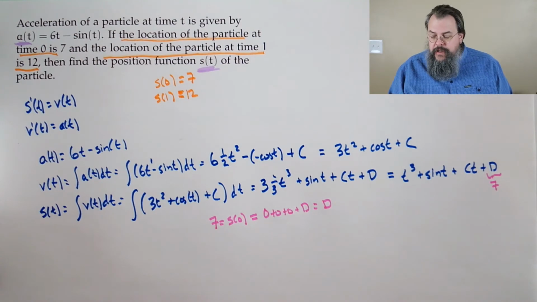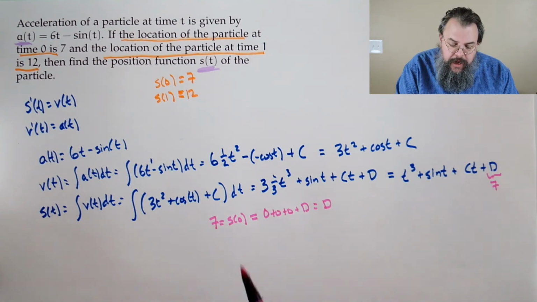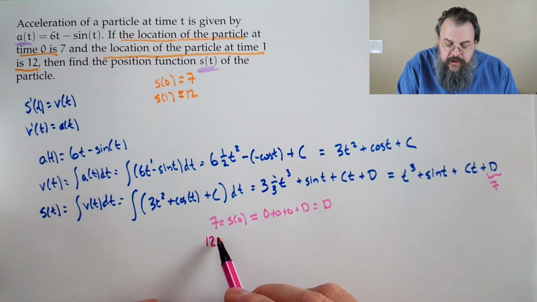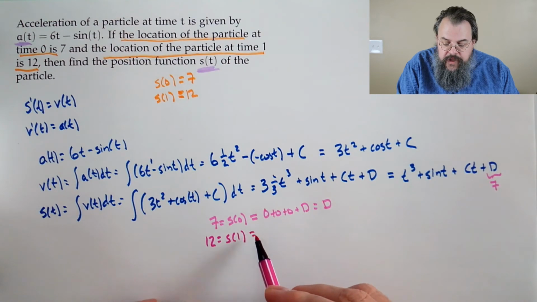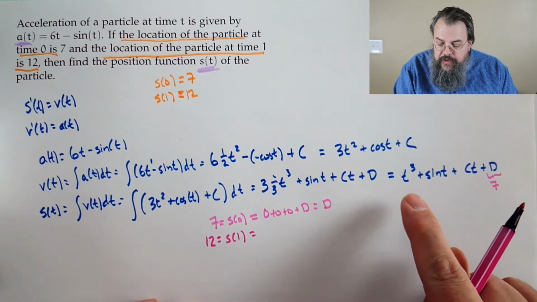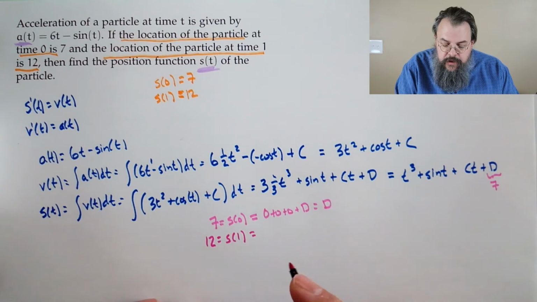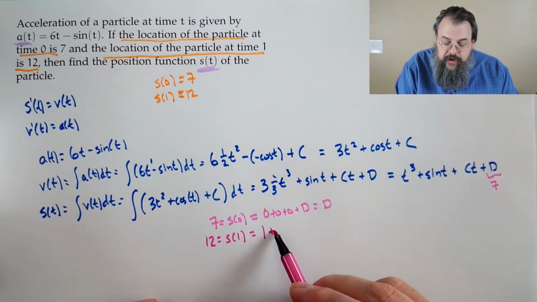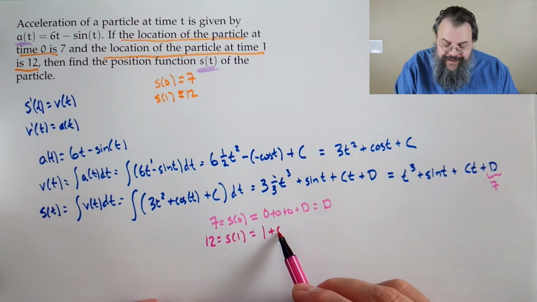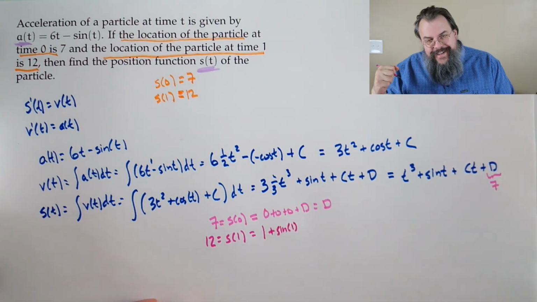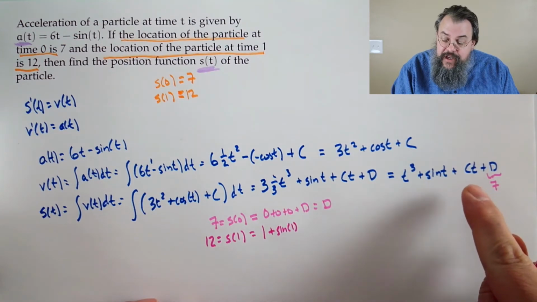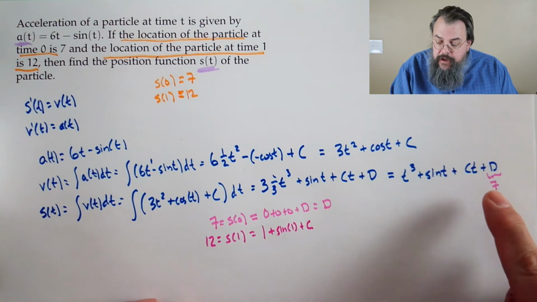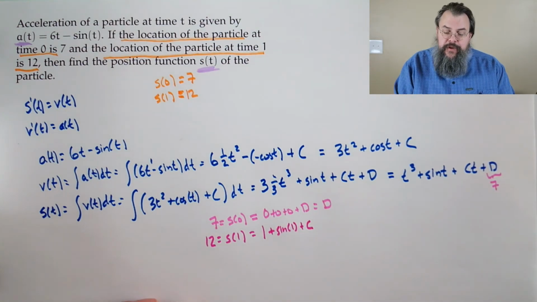So for our other one, we'll do something similar, now at time 1. So 12, that's our position at time 1. All right, plug in 1. We're going to get 1 cubed, which is 1, plus sine of 1. Yes, it doesn't simplify. Oh, darn it. Plus C times 1, so that's plus C. Plus D. Well, we already know D, so let's put that in.